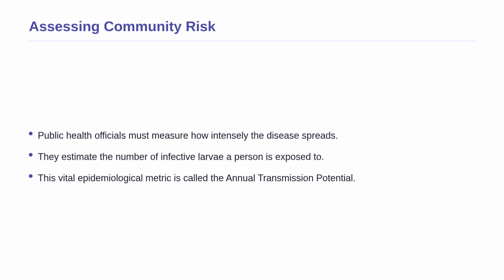While diagnosing individual patients is crucial, public health officials also need to know how intensely the disease is spreading across an entire village. To plan large-scale interventions, they cannot just look at one person. They must evaluate the community risk. They do this by estimating exactly how many infective larvae a single person is exposed to over the course of a given year. This vital epidemiological metric is known as the annual transmission potential. Let us look at the mathematics behind this measurement.